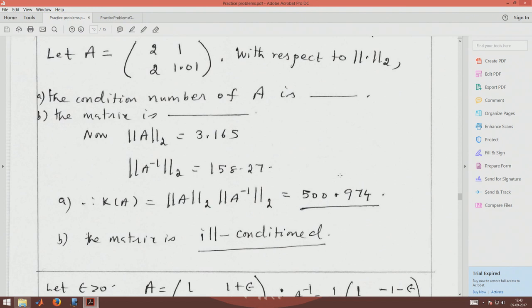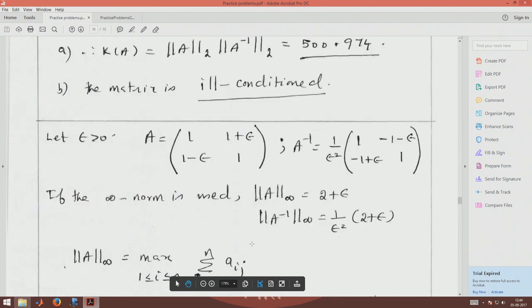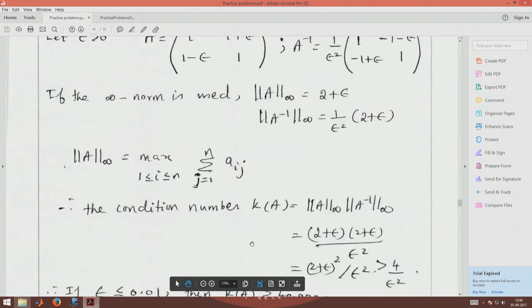500.974, and you observe that this is a large quantity, and therefore, you are asked to make some conclusion about what the matrix is. And you know, since the condition number is large, the matrix is ill conditioned. So, you fill in the blanks here by saying that the matrix is an ill conditioned matrix.